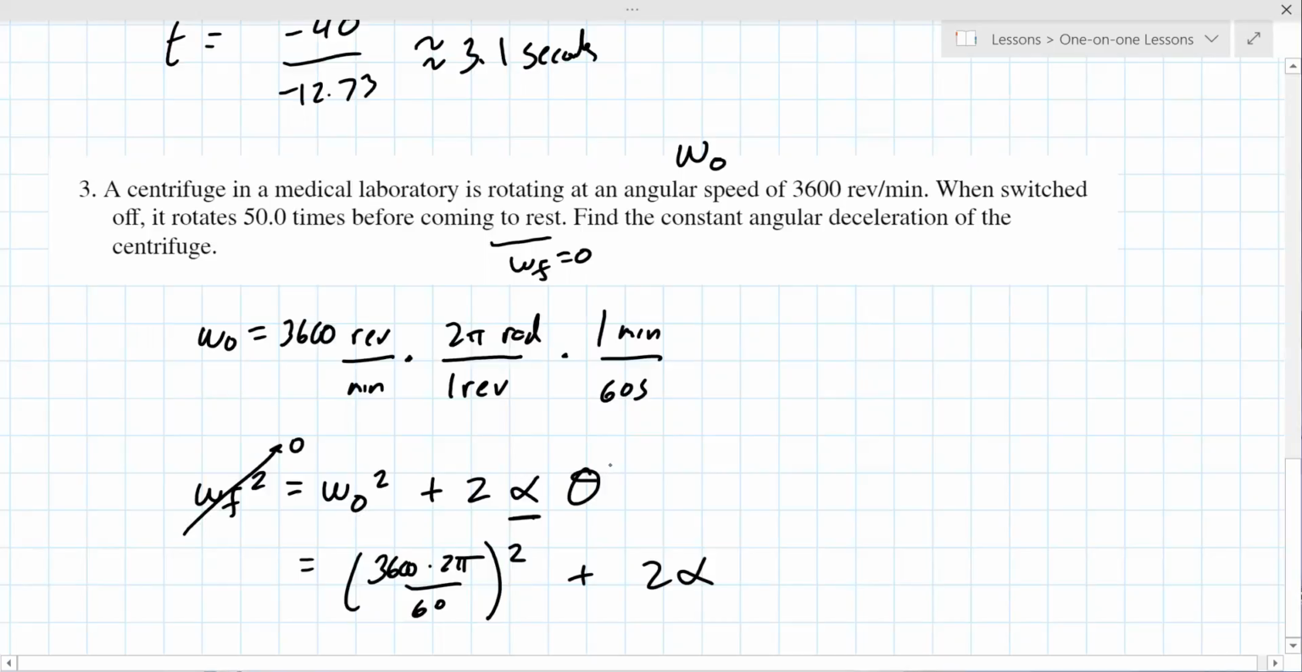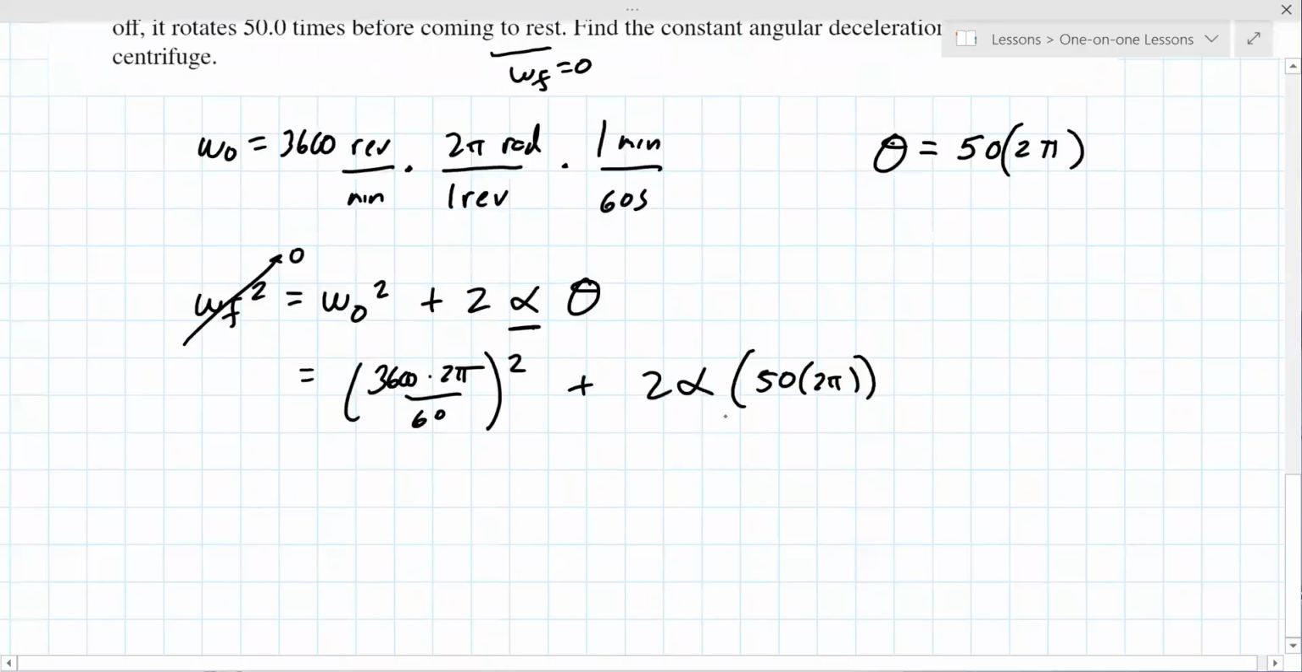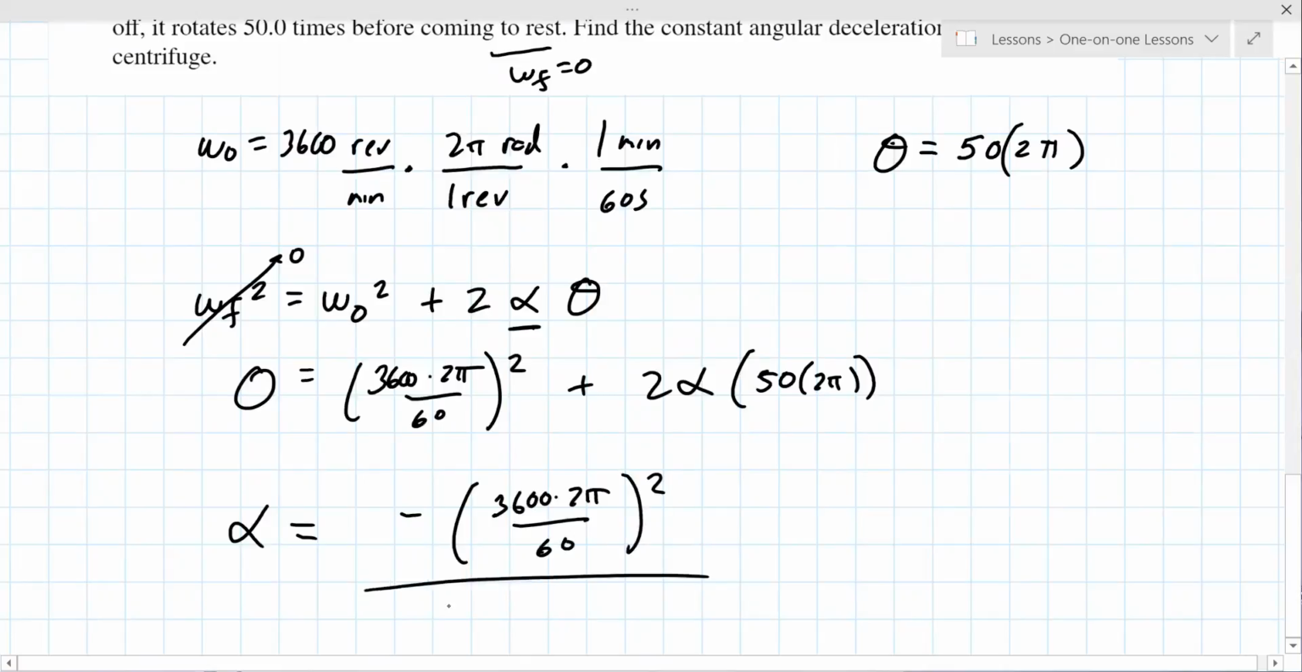So theta is not 50 though, but theta is 50 times 2 pi, because one revolution is 2 pi. Each rotation is 2 pi. So now we're solving for alpha. Alpha equals 0 over here, minus 3600 times 2 pi over 60 squared, divided by 2 times 50 times 2 pi.